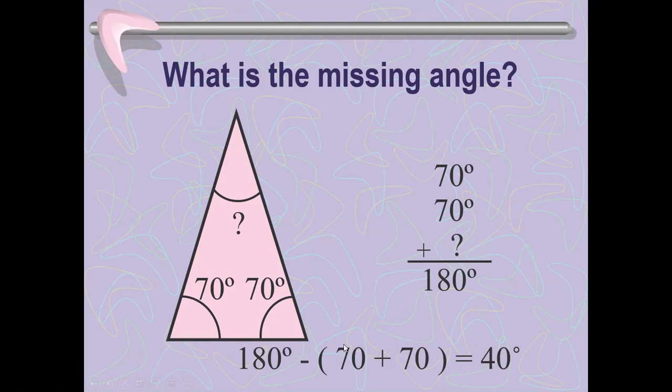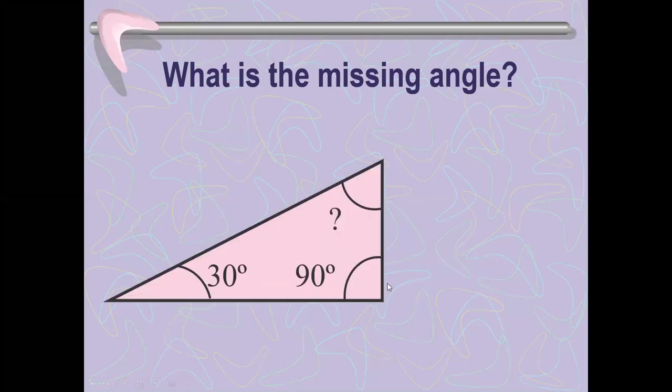Of course, we find the sum firstly. 70 plus 70 equals 140. Then we subtract 180 minus 140. The result will be 40 degrees. For example, this triangle.